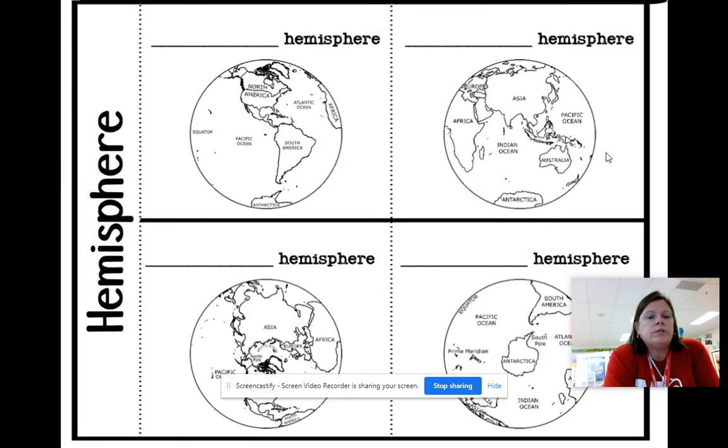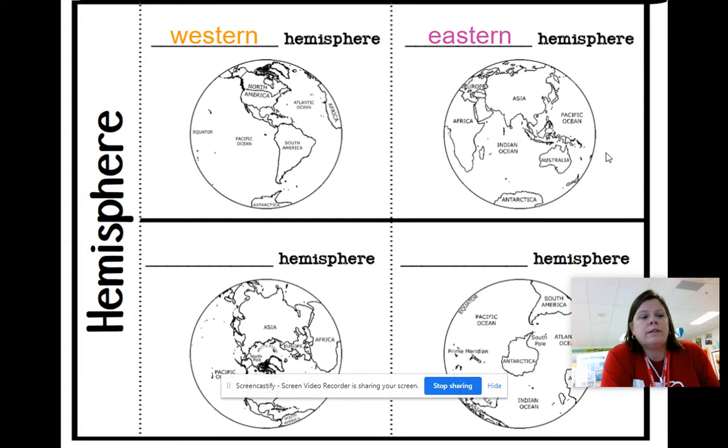Okay, so today you're going to get papers on hemispheres, and in the top corner we have what's called the Western Hemisphere, and that's where North America and South America are. It's divided by the equator running latitude and the prime meridian running longitude. The next hemisphere we're going to take a look at is the Eastern Hemisphere. It's to the right of the prime meridian, and that's part of Africa, Europe, Asia, and some of Antarctica and Australia.